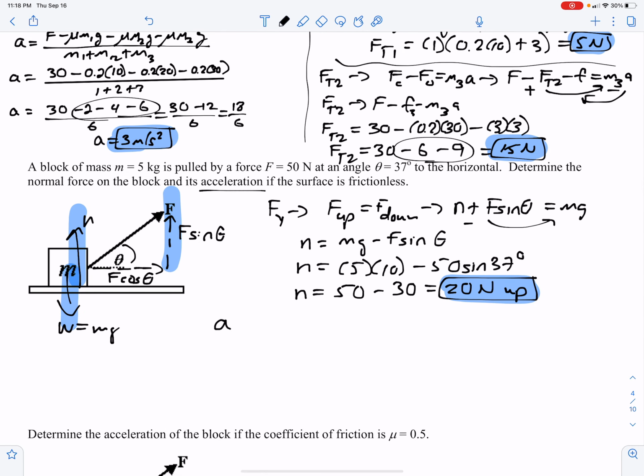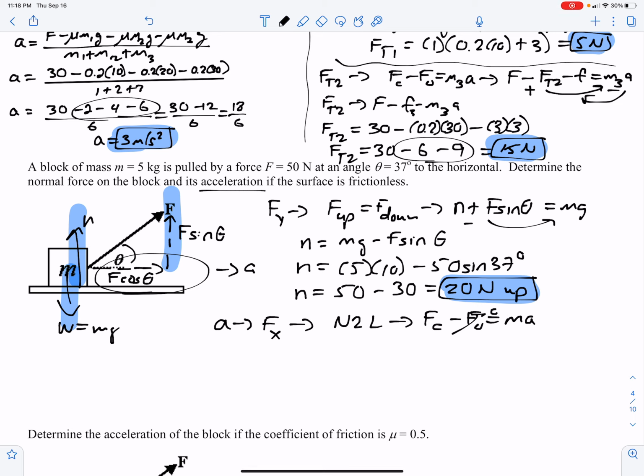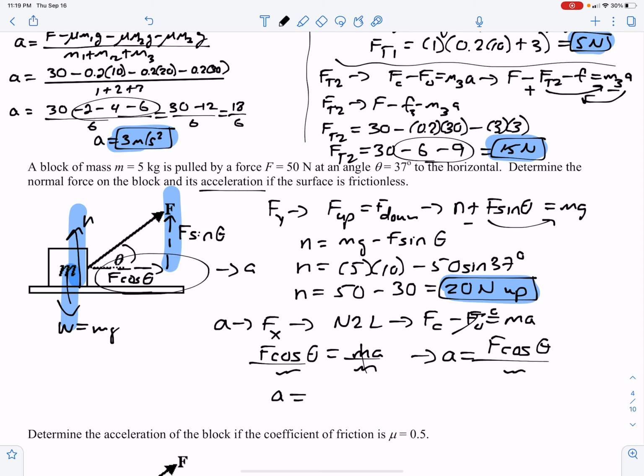Now, to find the acceleration, we have to find the forces in the x direction because they're unbalanced. We're going to use Newton's second law, in which case causing force minus opposing force equals ma. The causing force is going to be F cosine theta, and there is no opposing force. So F cosine theta equals little ma. Divide away the mass, and a is equal to F cosine theta divided by the mass, which would be 50 cosine of 37 over 5. Which comes out to about 40 over 5, which is 8 meters per second squared.